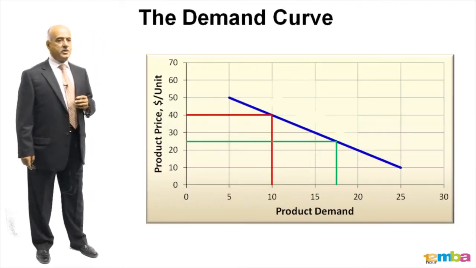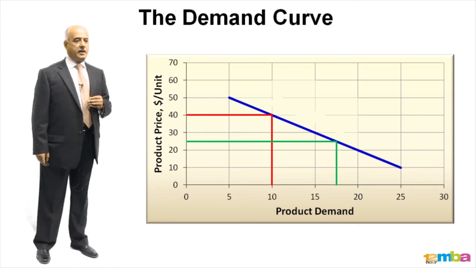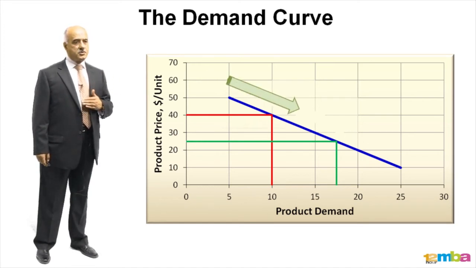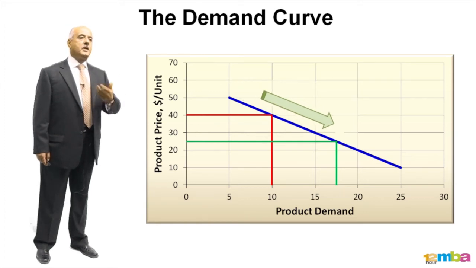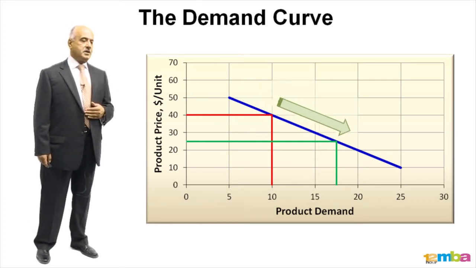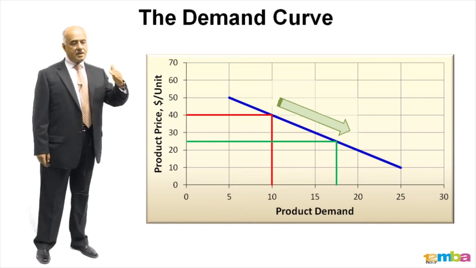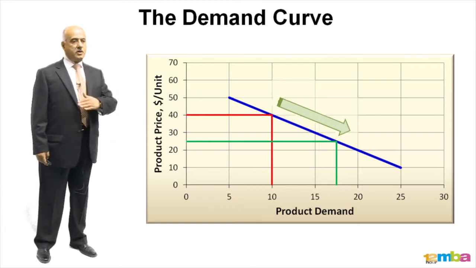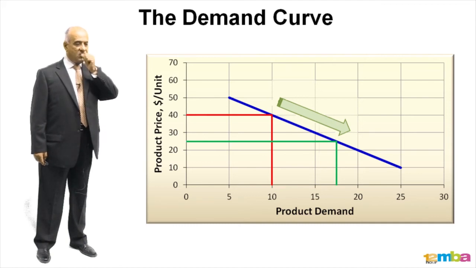The demand curve is usually a downward demand curve. As you can see in this graph here, at $50 per unit, the demand for that product is only 5 units. But as the price of the product drops, people are willing to buy more, so the product demand increases. At a higher price, the demand is low, and at a lower price, the demand is higher. That's why the demand curve is always downward trending.